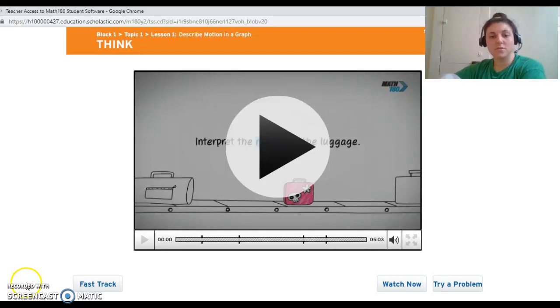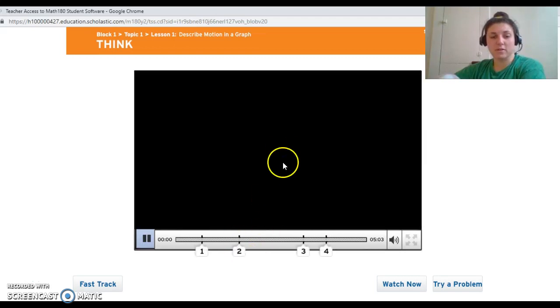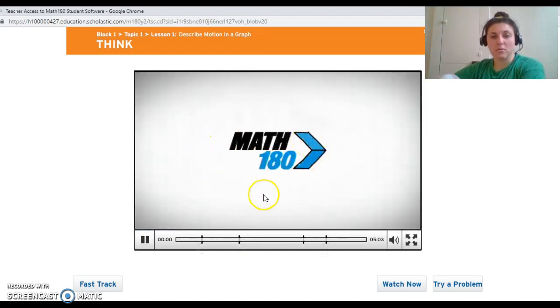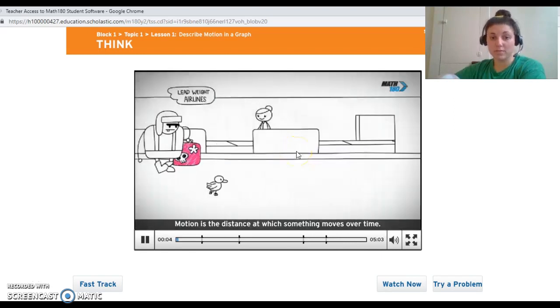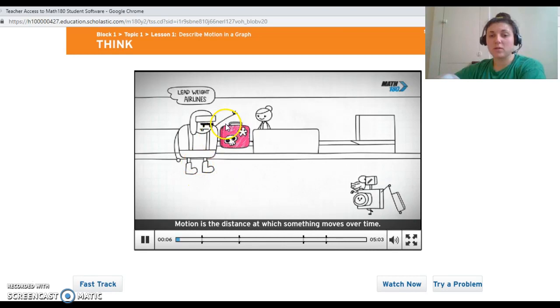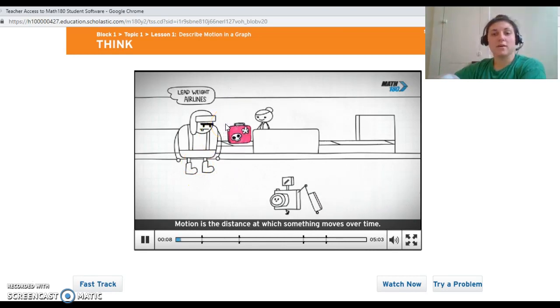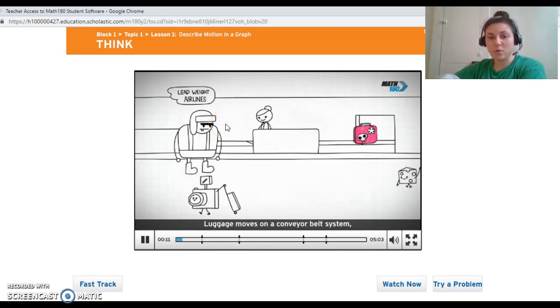So this is the Learn Zone of Math 180. This is where they complete the lesson. It starts with the instructional video. So if I were to click play here, it will explain to them what they're going to be learning. So they're learning about motion, and they'll explain what is motion, give them real world examples.